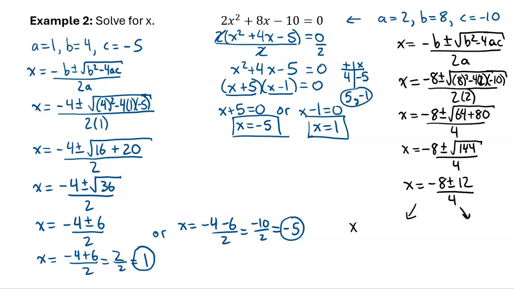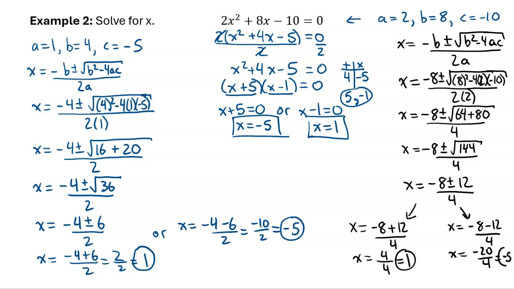So the first answer is x equals negative 8 plus 12 over 4. Well, that's just going to be equal to positive 4 over 4, which is 1. And the other solution is x equals negative 8 minus 12 over 4. Well, that's going to give me negative 20 over 4, which is going to equal negative 5. And we have our two answers again, negative 5 and positive 1.